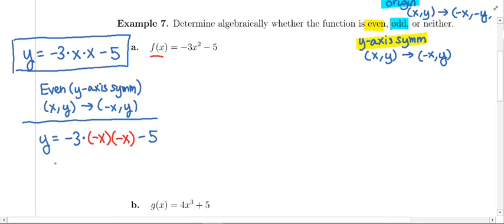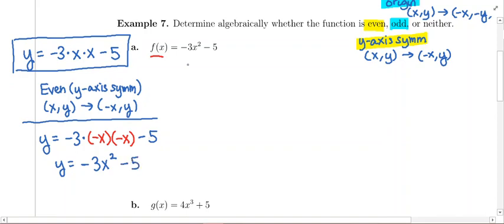So let's simplify. This is going to be y equals, we've got to simplify this part. Let's deal with the sign first. Negative times negative is positive, times negative is going to give us a negative. And then we've got the 3, and then x times x is x squared. So negative 3 times negative x times negative x simplifies to be negative 3x squared. Don't forget the minus 5.